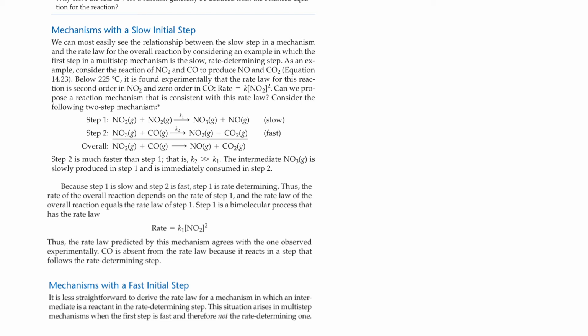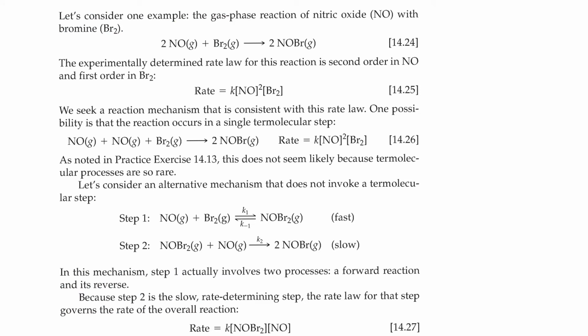Mechanisms with a fast initial step. It's less straightforward to devise a rate law for a mechanism in which an intermediate is a reactant in the rate-determining step. This situation arises in multi-step mechanisms when the first step is fast and therefore is not the rate-determining one. Let's consider one example, the gas-phase reaction of nitric oxide with bromine.